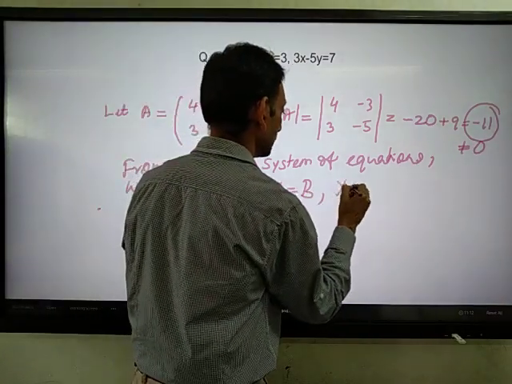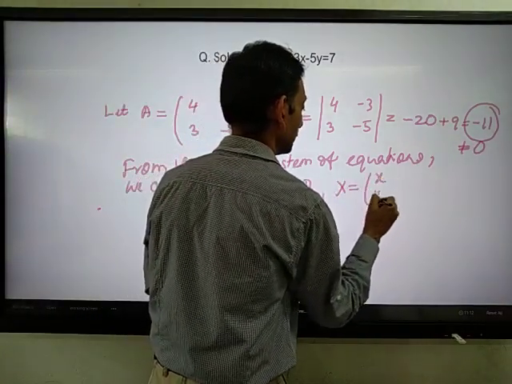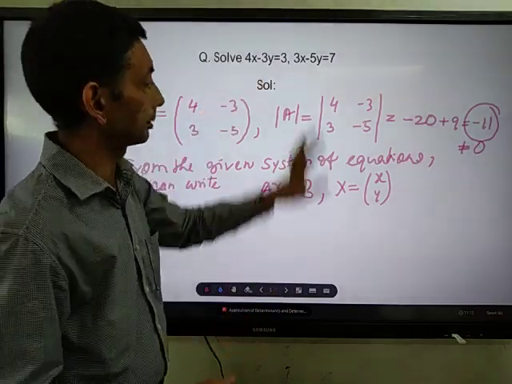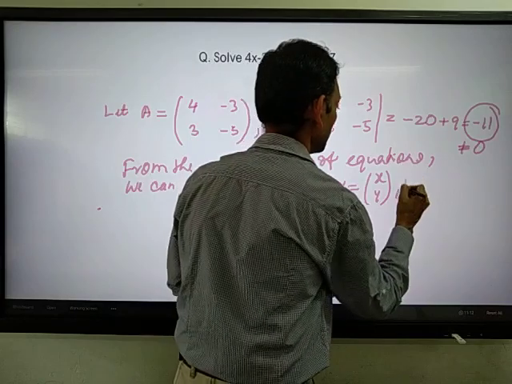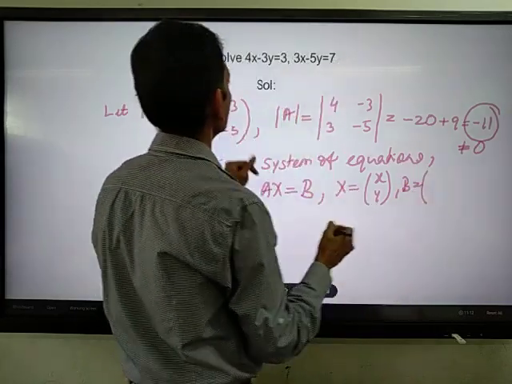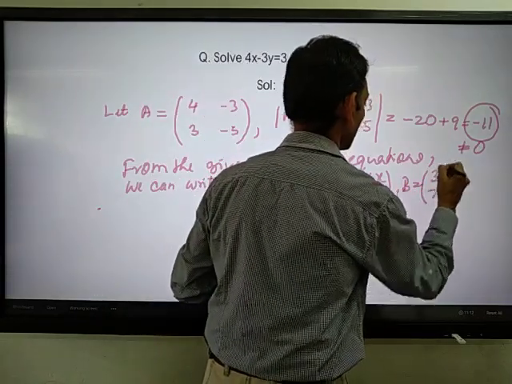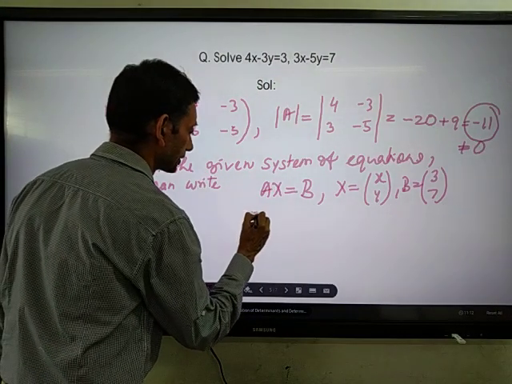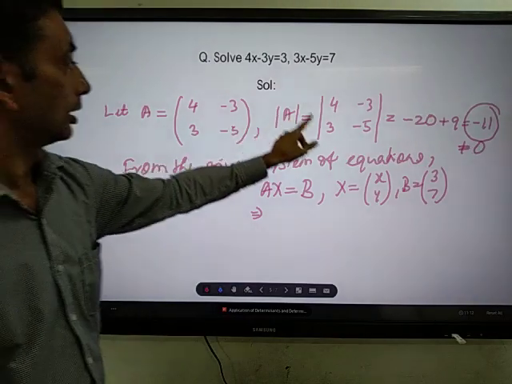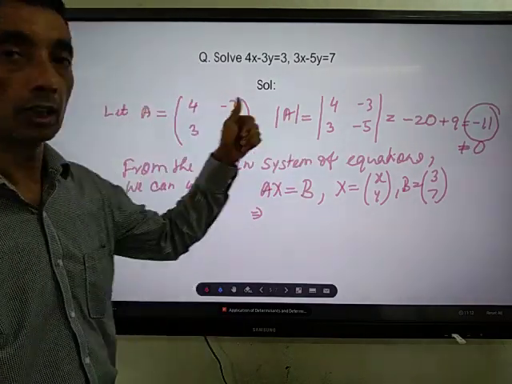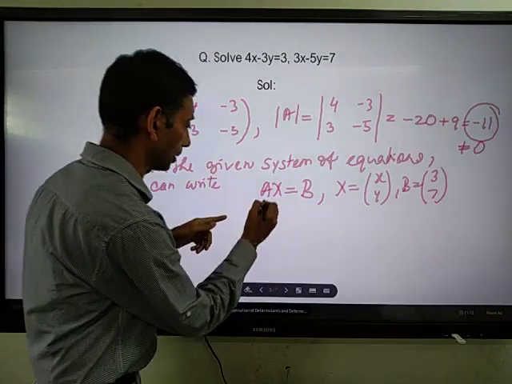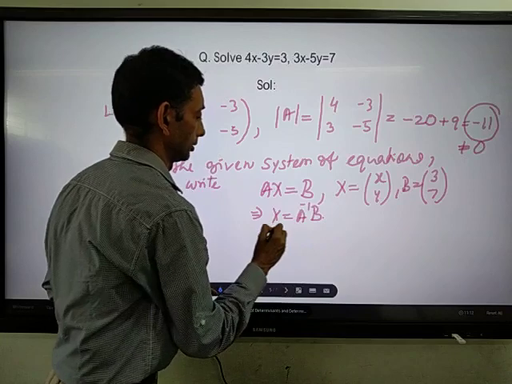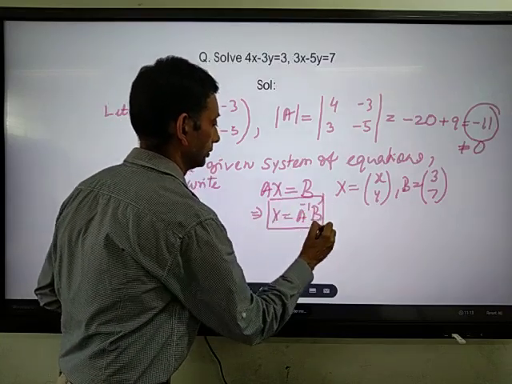Here x will be xy. This is the point I have discussed in the previous questions. X will be xy because here only two variables are used, and B will be the constants, that is 3 and 7, right? Ax is equal to B. So since A is a non-singular matrix, therefore A inverse exists. So from here you can directly write x is equal to A inverse B.